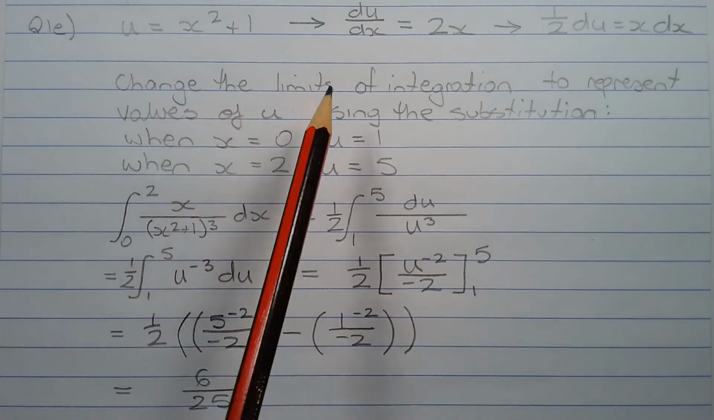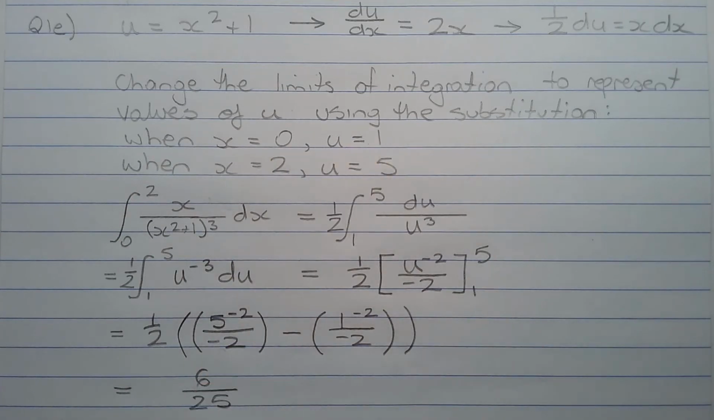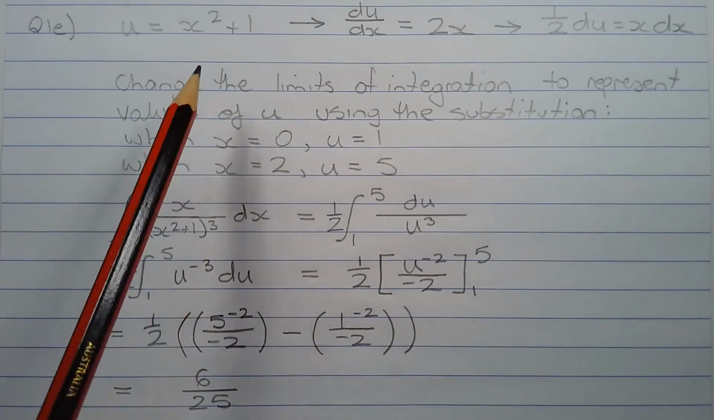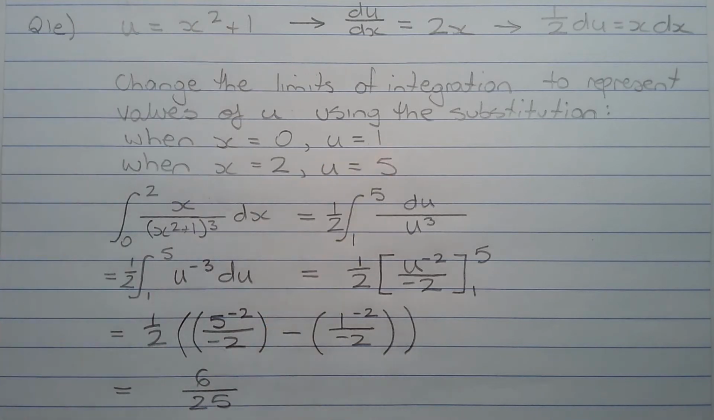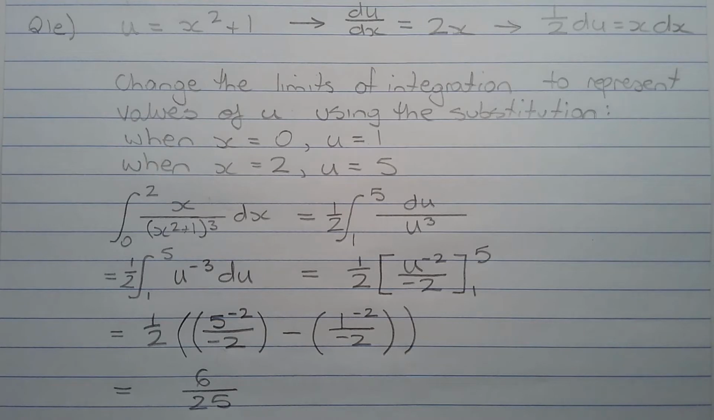Next, we need to change the limits of integration to represent the values of u using the substitution. So when x equals 0, substituting 0 into the substitution here, we have u equals 1. And when x equals 2, we have u equals 5.